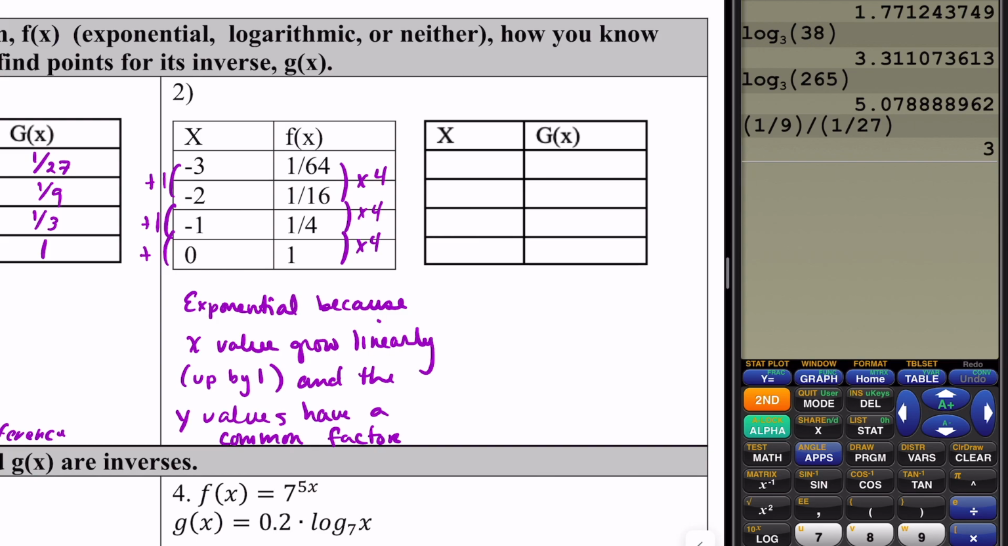So in this case, our y values are going by 4, and again, we just flip-flop all these x and y values. So I'll write down all my new x's, and then 1/64 will map back to -1/3, you get the idea. So there we go.